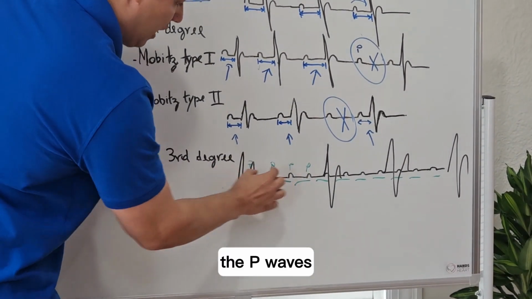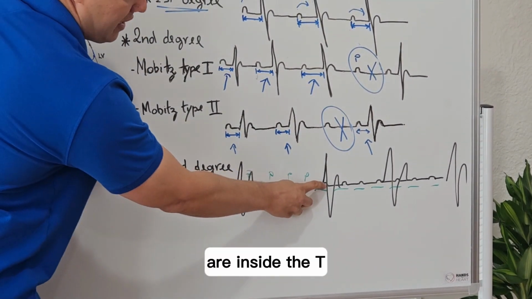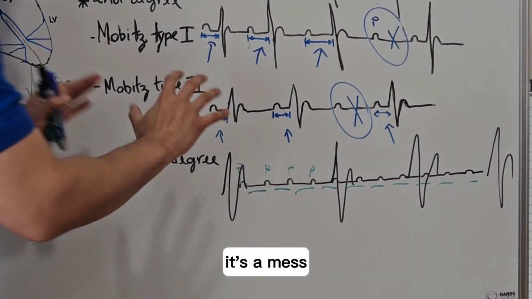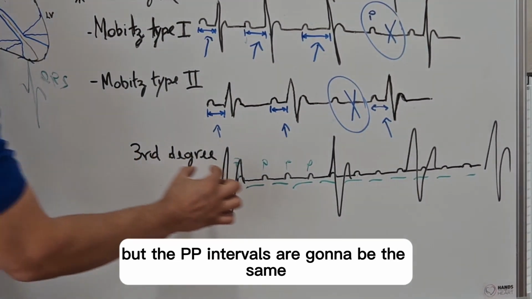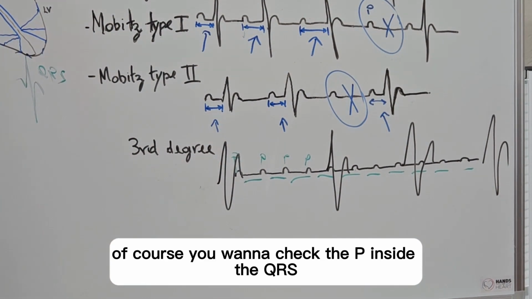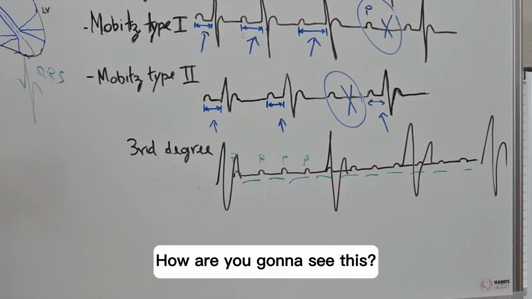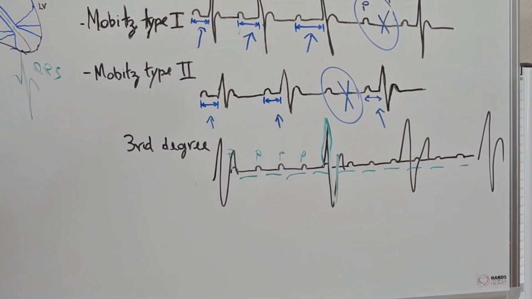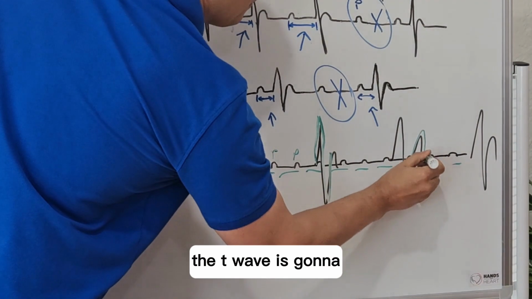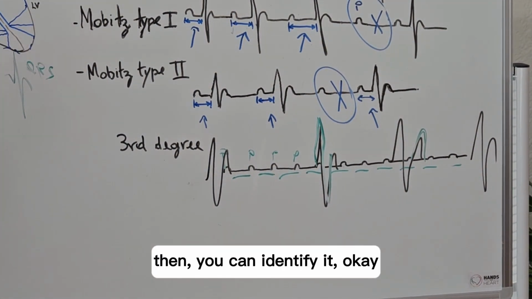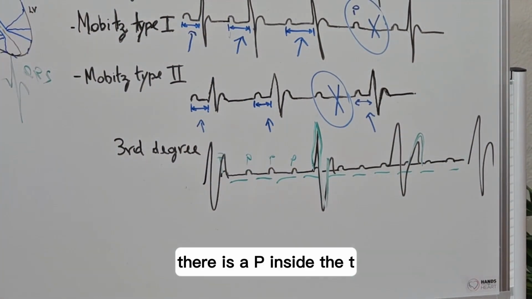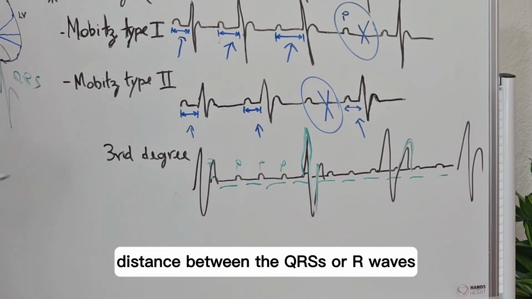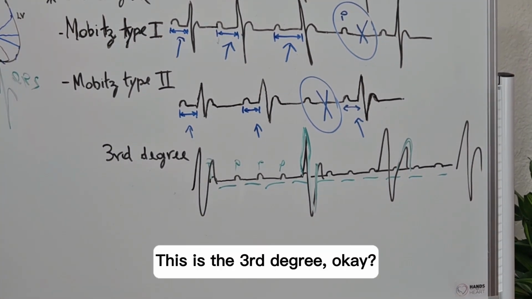The P waves are inside the T, inside the QRS, before the QRS, after the T. Okay, it's a mess. You don't have any organization between P's and QRS, but the PP intervals are going to be the same. Of course, you're going to check for the P inside the QRS. How are you going to see this? Once the P is inside the QRS, it's going to look a little bigger. When the P is inside the T wave, it's going to be a little bigger. Then you can identify, okay, there is a P inside the T, and the RR intervals, the distance between the QRSs or R waves, are the same. This is the third degree, okay?